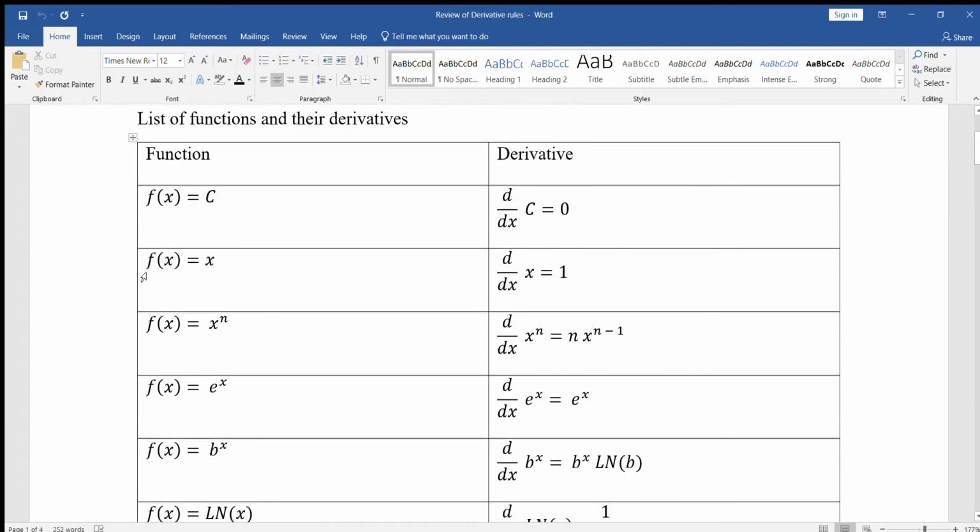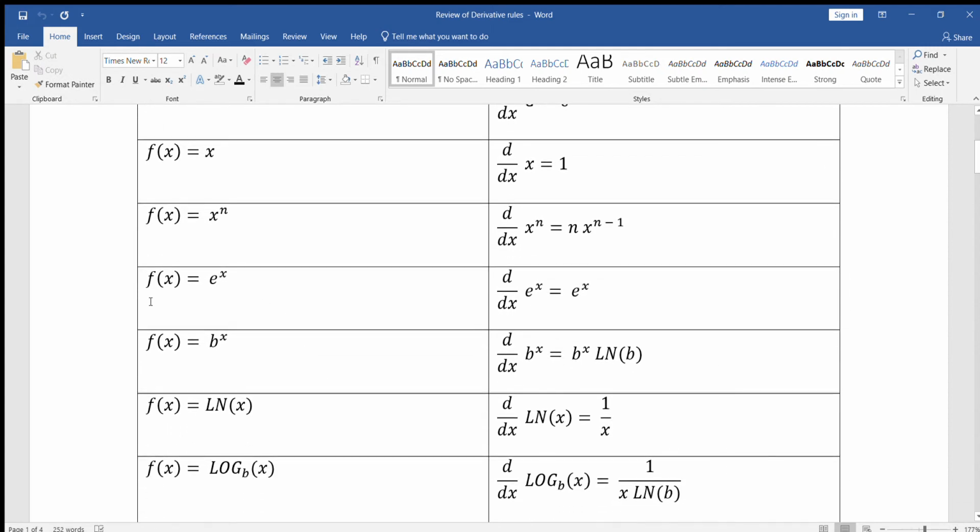The next function I have is if f of x is equal to x, well, the derivative of x is equal to 1. Our next function, f of x equal to x to the nth power. This is sometimes referred to as our power rule. If I want to take the derivative of x to the nth power, I bring down the exponent, making it a coefficient, and then I subtract 1 from the exponent. Bring down the exponent, subtract 1 from the exponent.